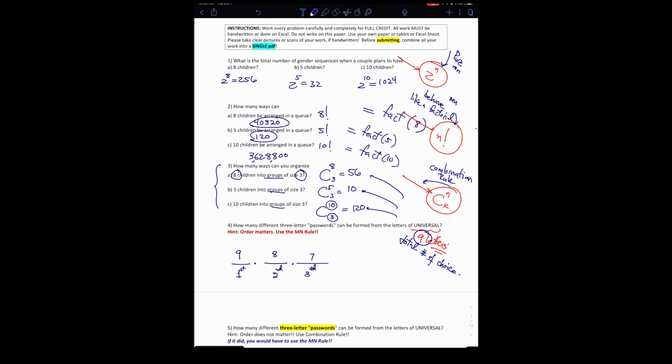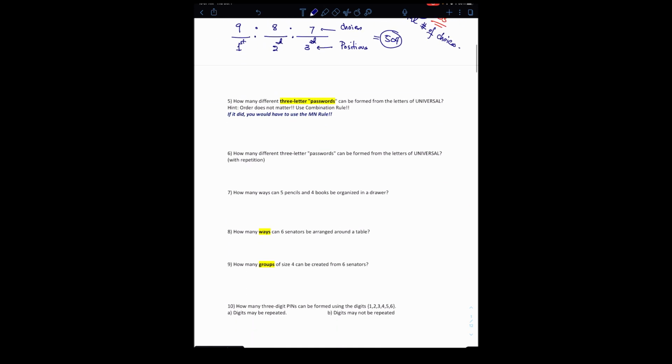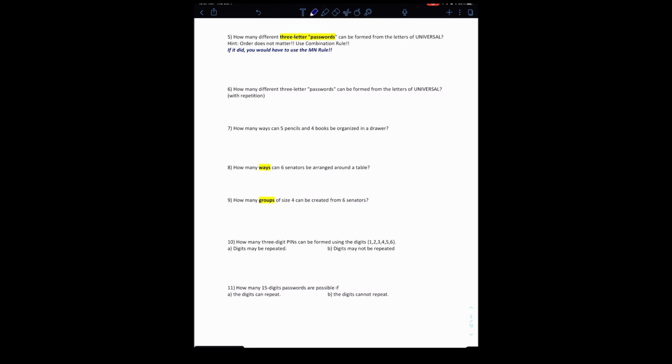It's pretty straightforward, and basically it's the MN rule. So again, these are the number of positions, and these are the number of choices. So the answer is 9 times 8 times 7, which is 504. And that's the final answer. Next, let's move on. How many different 3-letter passwords? Again, here we have a 3-letter password.